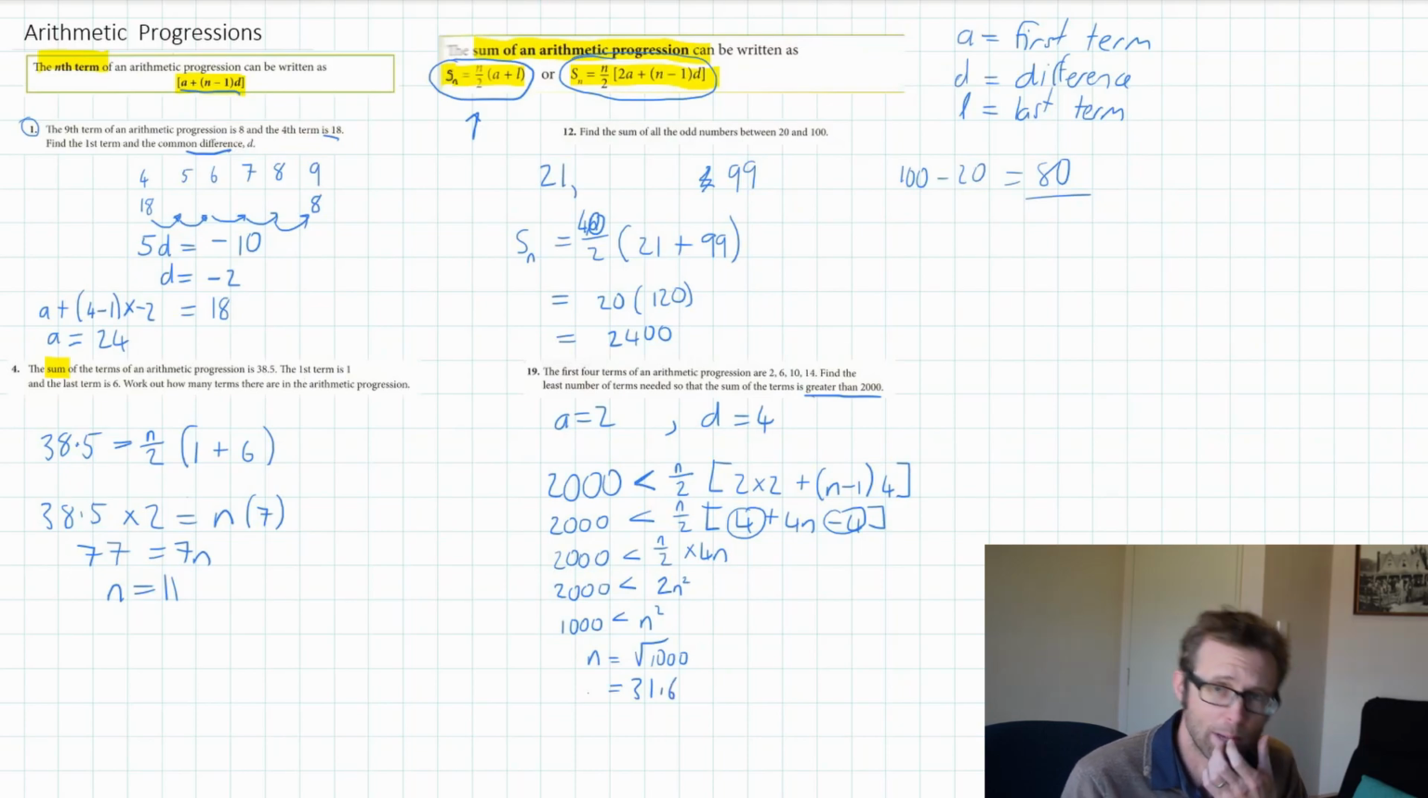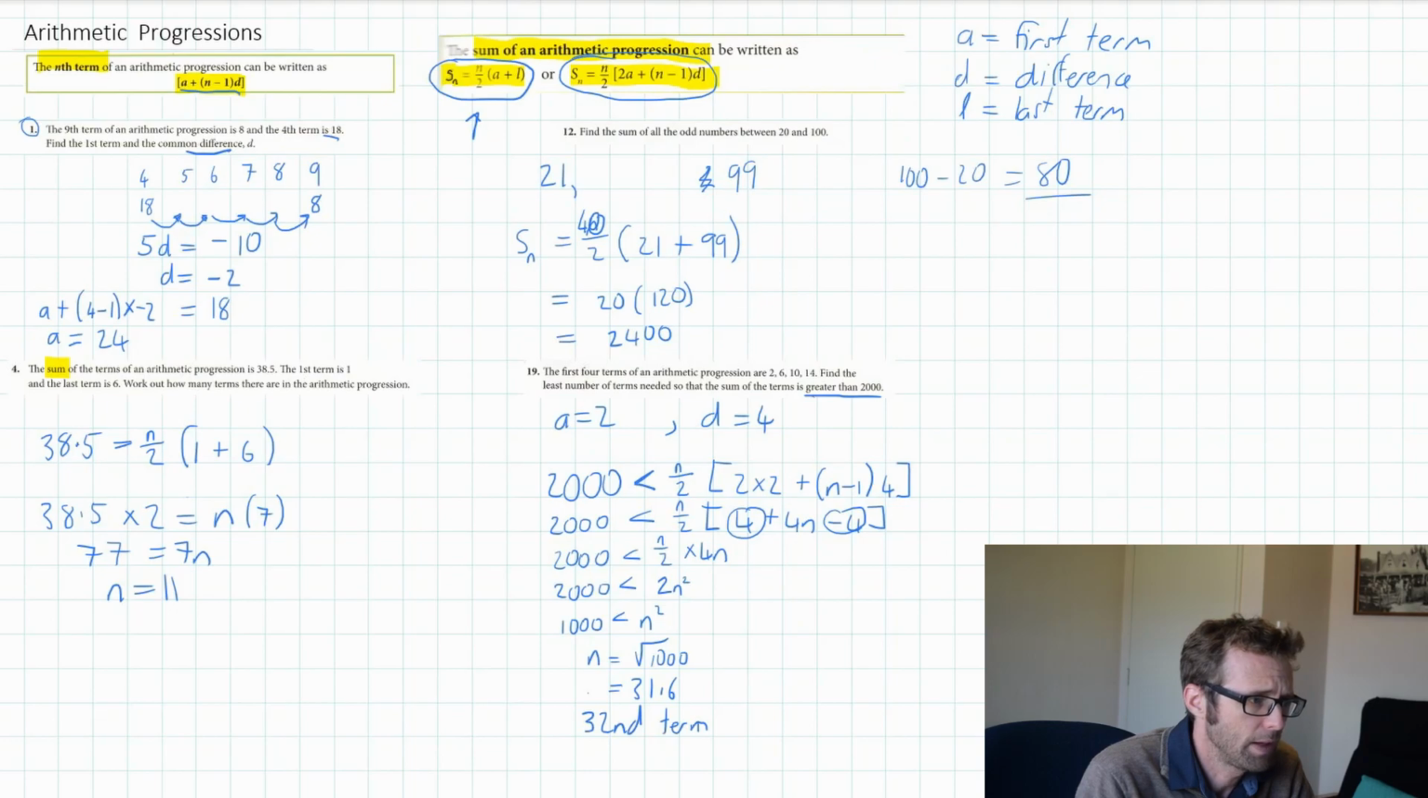Now, let's think about that. That means that when n is 31, or the 31st term in the series, that's not quite going to be 2,000. So that means it's our 32nd term that will make us have a sum greater than 2,000. So I would write the 32nd term. You can always check if I'm right on this one, because you could find out what the 31st term is. So I'm just going to do that in red over here.